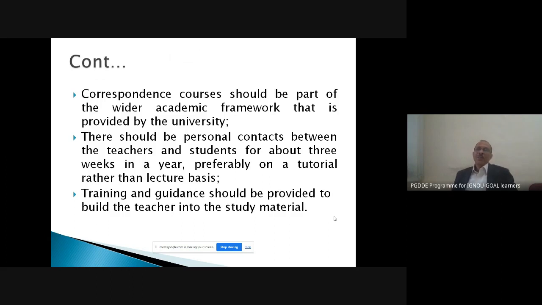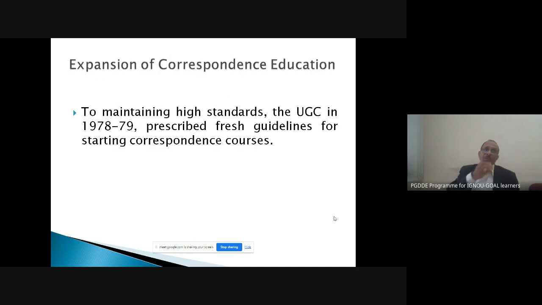But the way universities handled it, and the way students perceived it, led to some quality dilution. Naturally, the critics were at it, saying the quality was not maintained properly. After that, government reviewed the correspondence institutions: how they were going about it and what should be done. Training and guidance should be provided to build the teacher into the study material. Quality has to be improved. That's how the recommendations came.